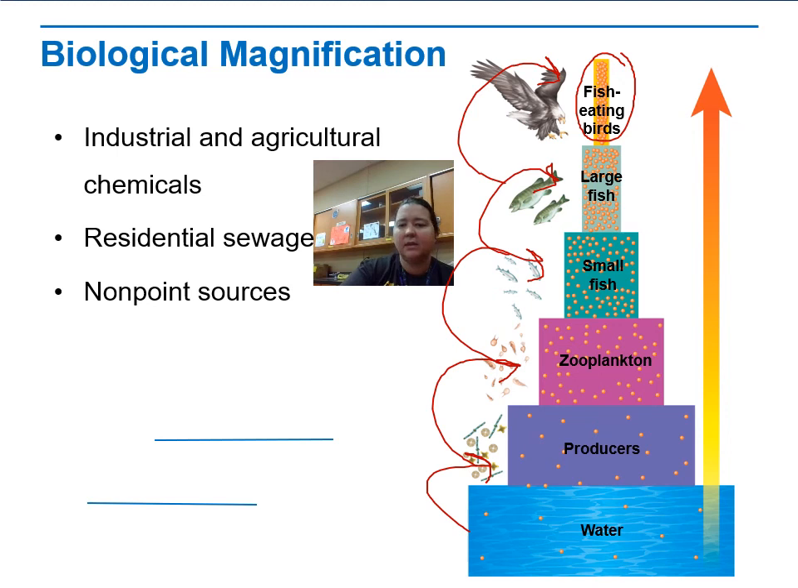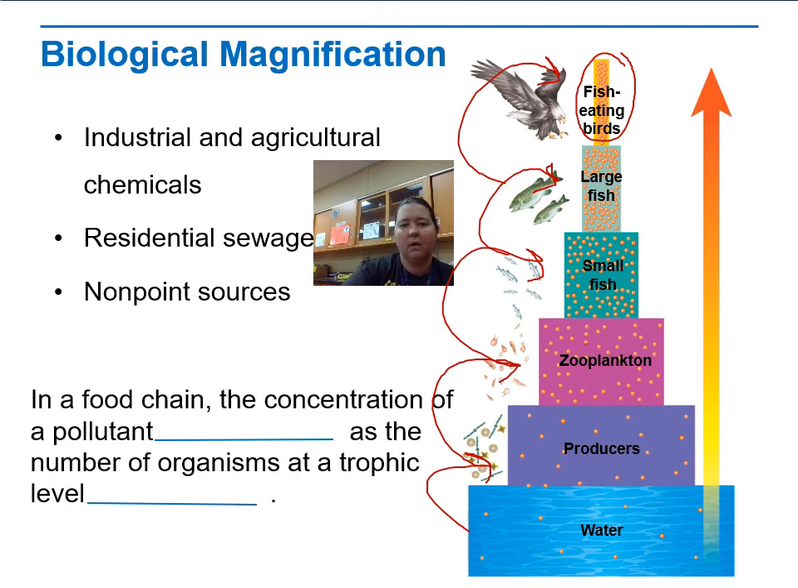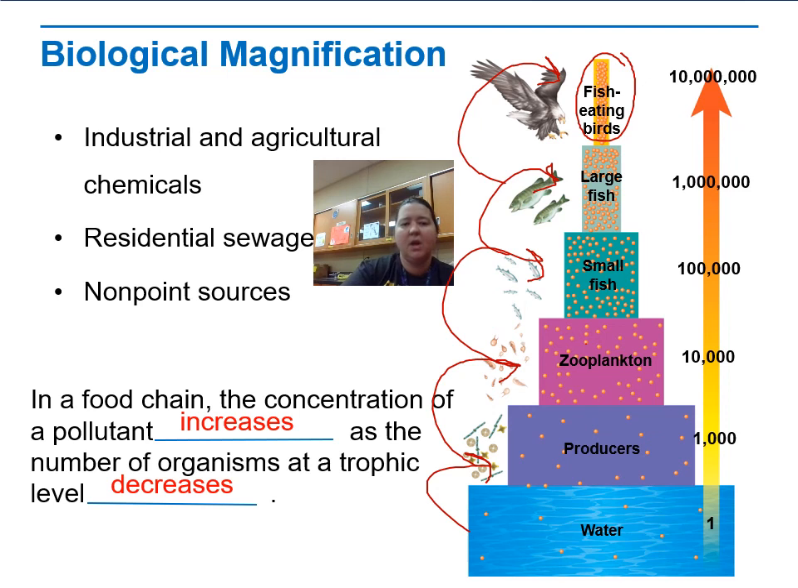When it's down here at the bottom in the water, it may not be that much, but as it progresses through those trophic levels and it gets eaten and taken up and absorbed, it becomes more and more concentrated into dangerous levels. So in the food chain, the concentration of a pollutant, blank, as the number of organisms at the trophic level. The concentration is increasing by such a large amount that it's disrupting the trophic levels and getting more dangerous as the trophic levels go up.